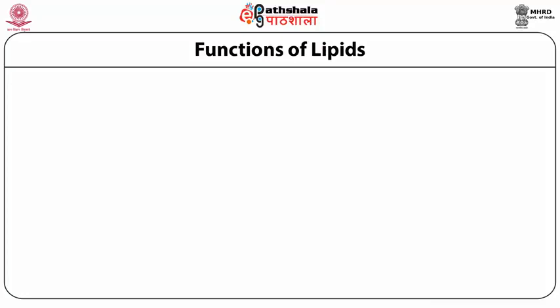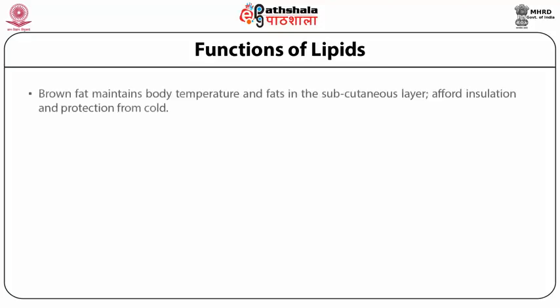and that is why they are considered a good thermostat of the body. There are two types of fats present in the body, the white fat and the brown fat, and it is the brown fat that maintains the body temperature and is present in the subcutaneous layer. They afford insulation and protection from cold and very low or very high temperature.